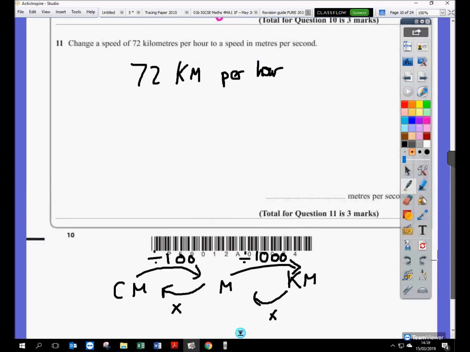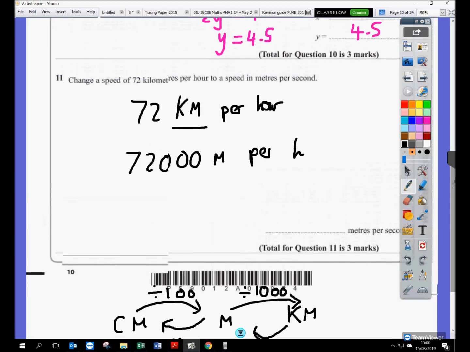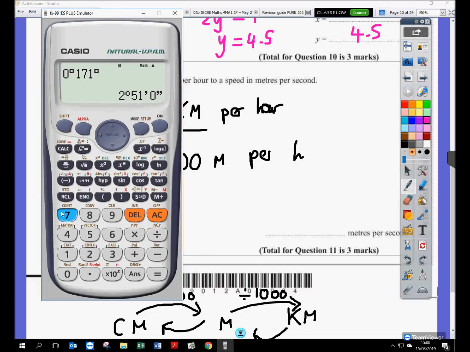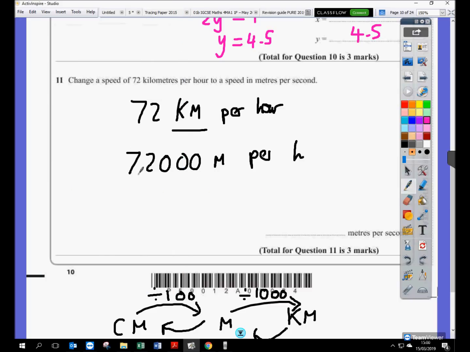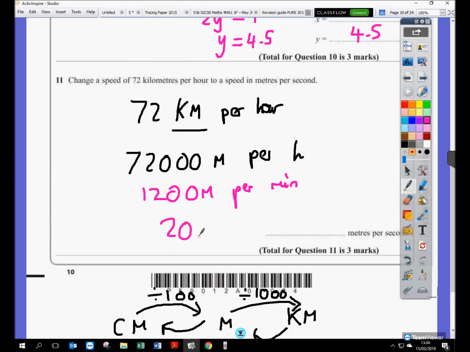We don't need centimeters. Sorry, I got muddled up. You want to change kilometers into meters, so you times that by 1,000. If we times that by 1,000, we get 72,000 meters per hour. So that's their equivalent. And now what we want to do is change it into seconds. If we divide this by 60, it is going to work out how many meters there are in a minute, because there are 60 minutes in an hour. So that means we travel 1,200 meters per minute. And to get from minutes to seconds, we divide by 60 again. That's 20. It's 20 meters per second. So you divide by 60 to work out for 1 minute. You divide by 60 again to work out for 1 second.